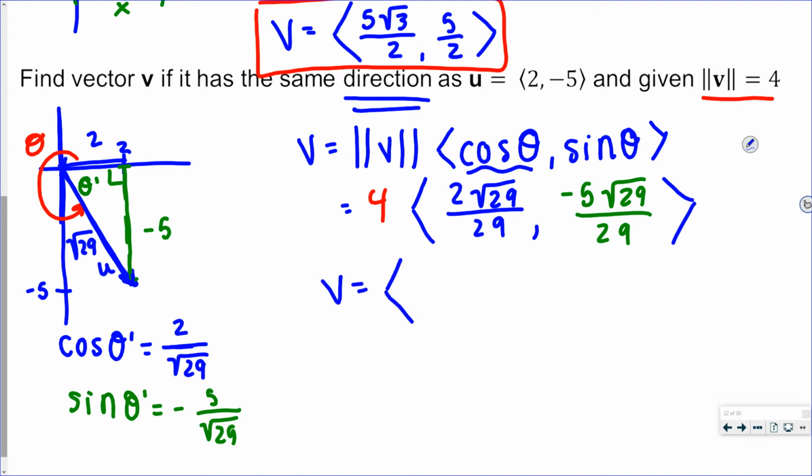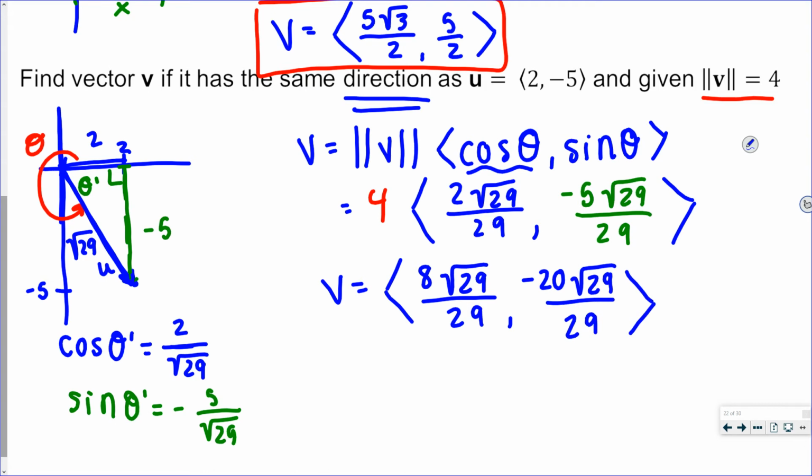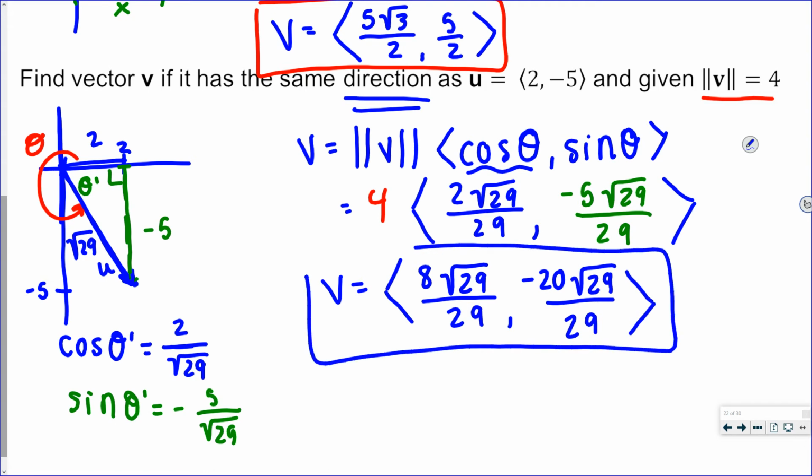So then we just have to times this all by 4, factor in the magnitude, so you get 8 square root 29 over 29, negative 20 root 29 over 29. Okay, so there's that vector. That would have the same direction as this guy using the reference angle. We factored that in, and it has a magnitude of 4 in component form. Not very nice numbers.